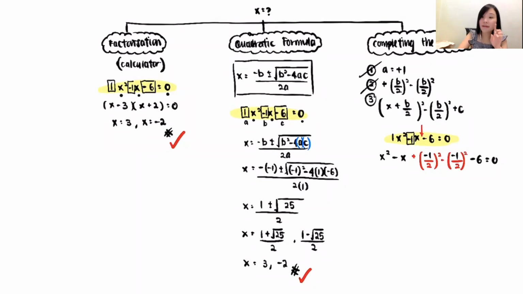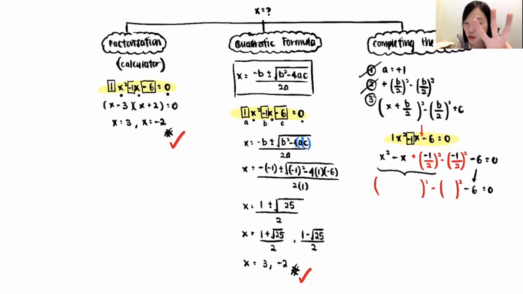Third step, I write for you. See, big bracket square minus small bracket square plus C. What is C? Then C is here, negative 6. Okay? So my dear, listen to me. It's always the first 3 brackets factorize to become the big bracket square. It's always like that. You just memorize it, okay? The first 3 brackets always factorize to become the big bracket square.